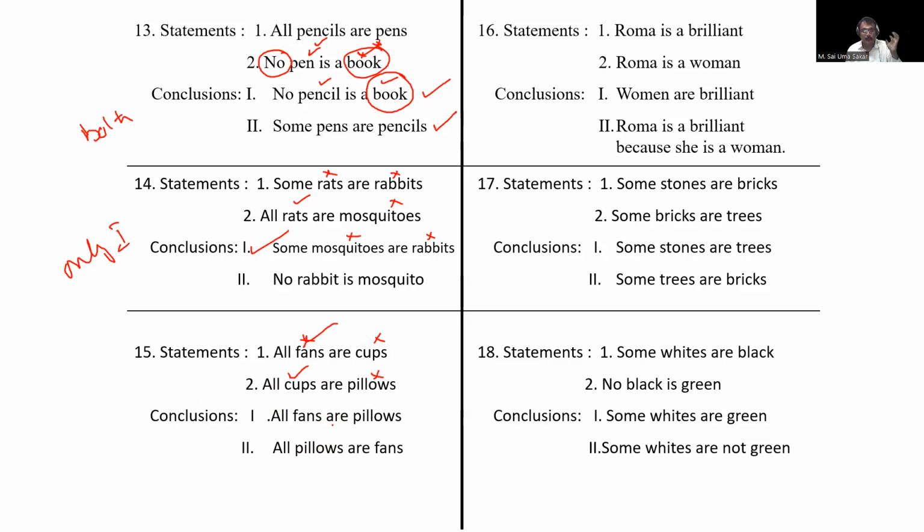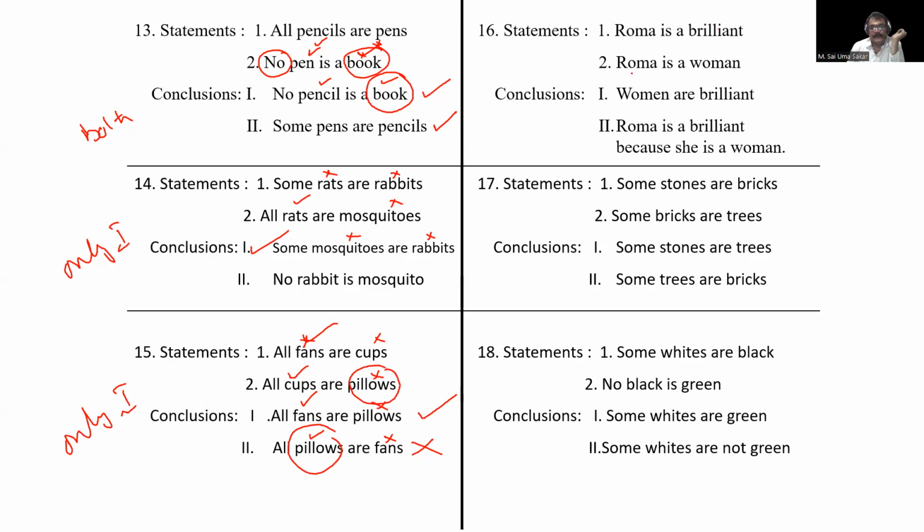Now we will check whether any one of these two conclusions is a valid mediate inference. Fans is distributed in the conclusion, pillows not distributed. Here, fans is distributed in the conclusion and in the statement as well. So the first one is a valid mediate inference. Here, pillows is distributed in the conclusion, but fans not distributed. Pillows is distributed in the conclusion, but not distributed in the statement. So the second conclusion is not valid. So what is the answer? The answer is only one follows.